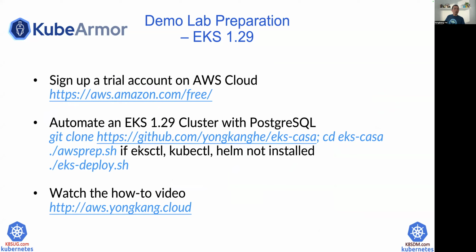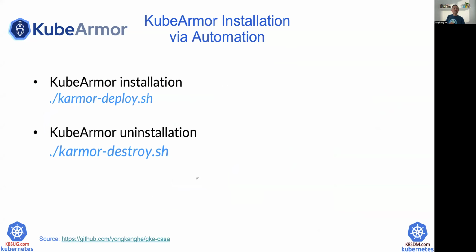You literally just run one command, eks-deploy.sh. In a few minutes, you will have an up and running EKS cluster. So we can use that one as a demonstration. I already have an EKS cluster up and running. The next step is we're going to just run one command, karmor-deploy.sh. Then we will install KubeArmor to the running EKS cluster.